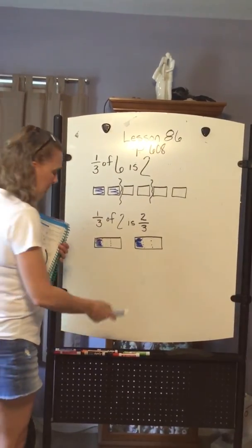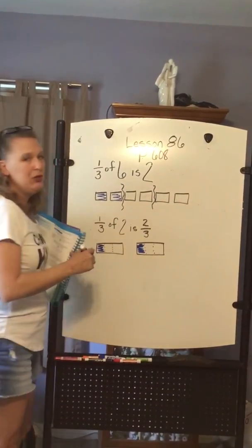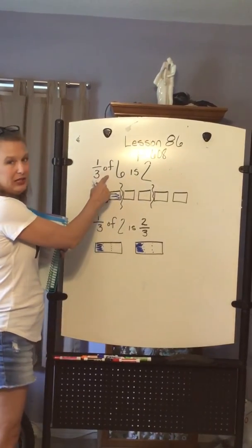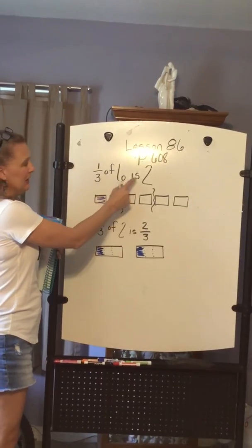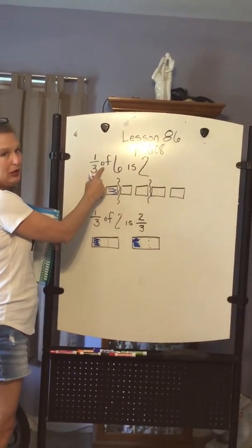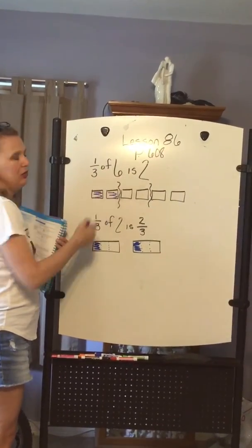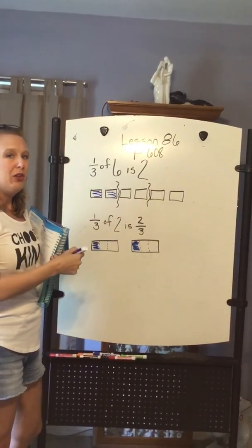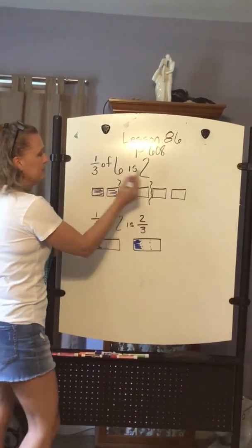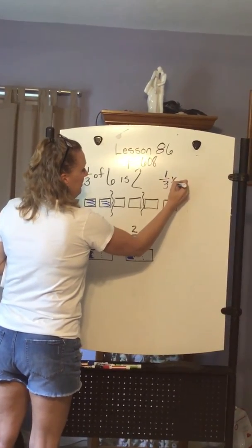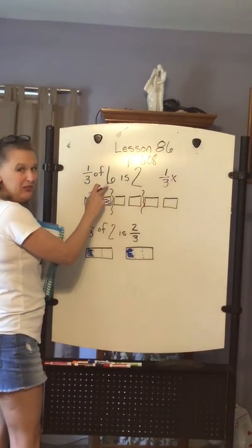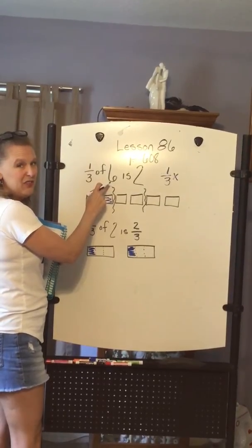The math we're doing is we're actually multiplying, because what does of mean? Multiplication. 1/3 of 6 equals 2. 1/3 multiplied by 6 equals 2. So what does that math look like? Well, remember, we have 1/3 times, we're going to have 6 and we're going to write it as a fraction.